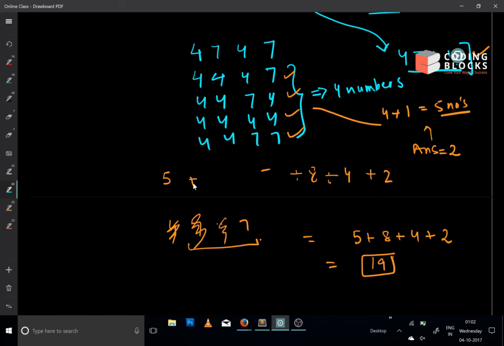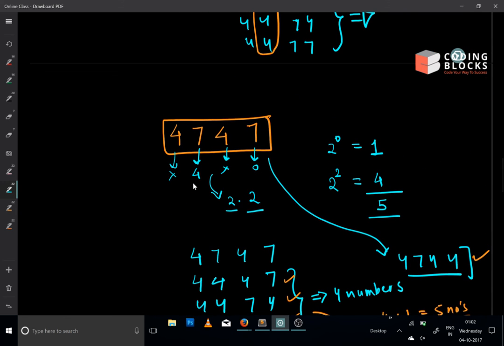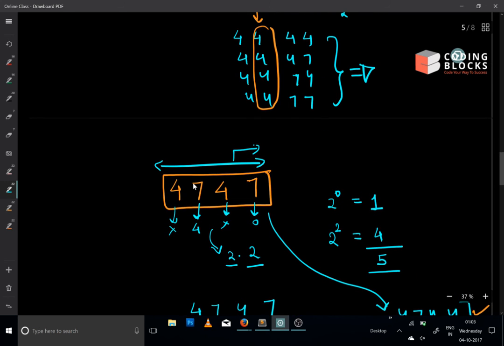How many digits are 7 in the number? And for every 7, I have to add its contribution. So I can say the contribution of 7 will be 2 raised to the power position of the 7. So this is the contribution of 7. 2 raised to the power position, and these positions are numbered like this: 0 1 2 3.